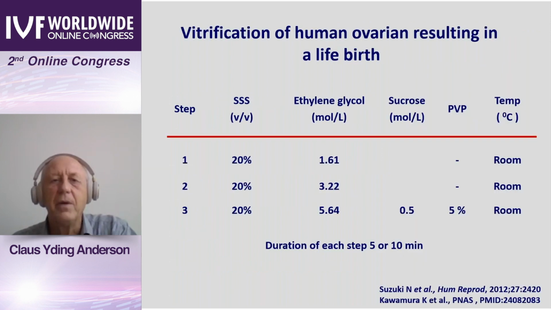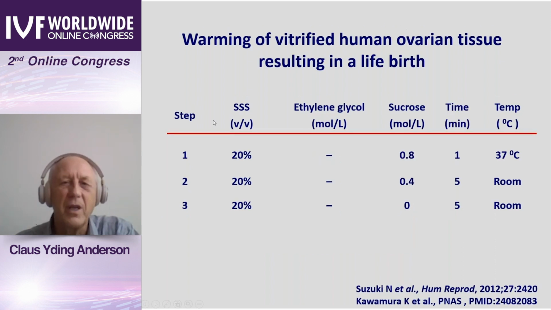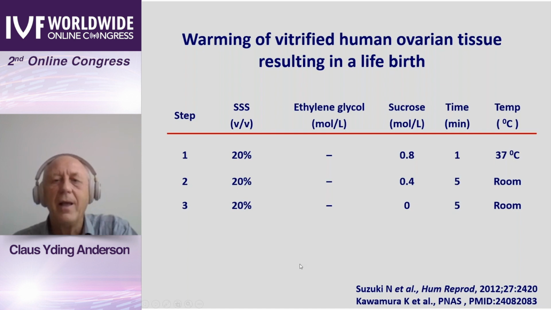All right. We have those 5 cases of vitrification from Japan, with Suzuki and Kawamura, where they have looked at this. This is the protocol they have used for vitrification. This is the protocol they have used for thawing out. And indeed, this is also feasible. You can do this, and you have surviving follicles which are able to result in a healthy baby.